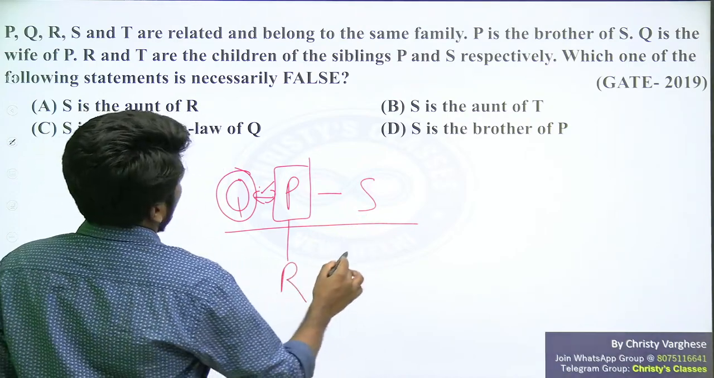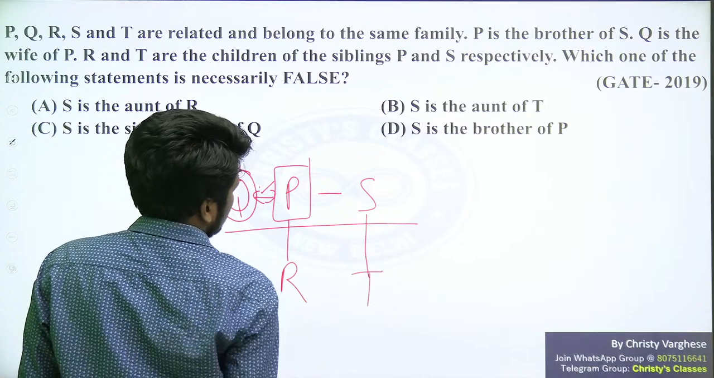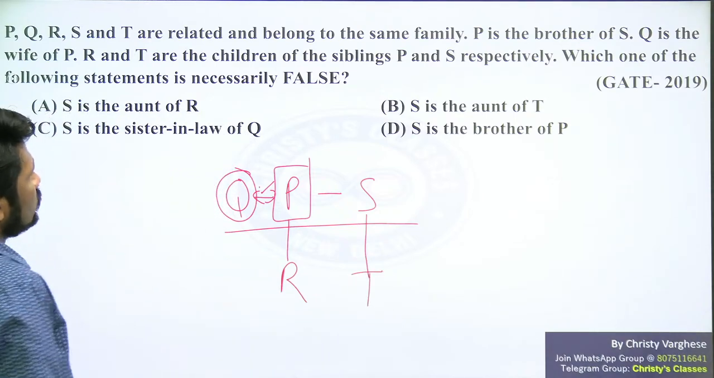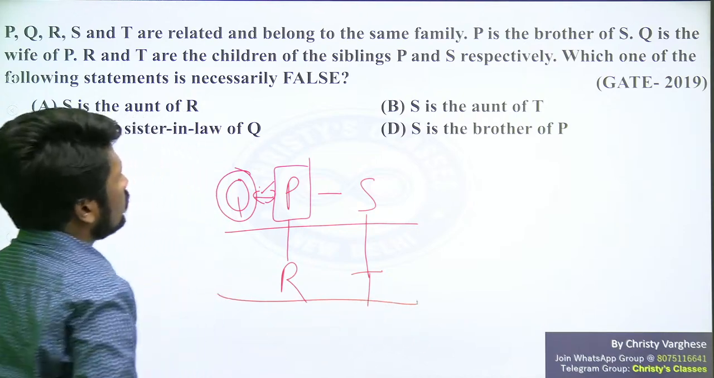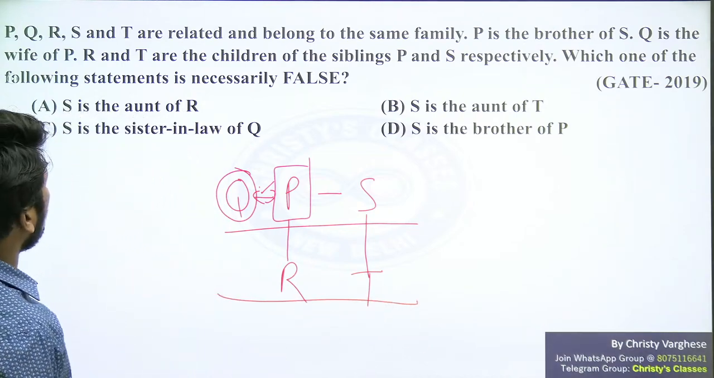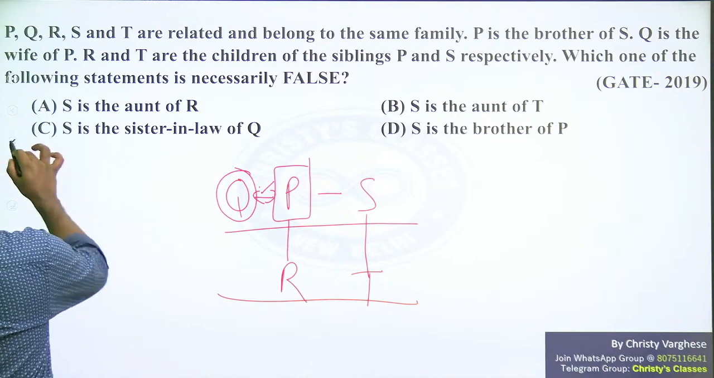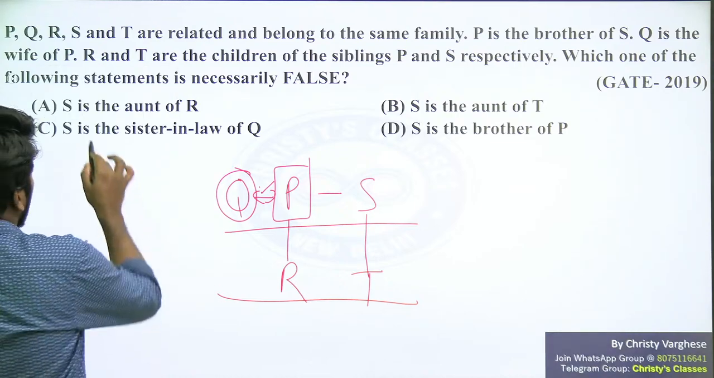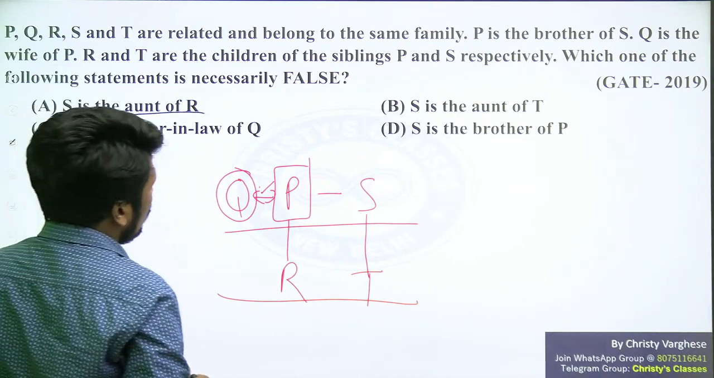Respectively is mentioned. And T is the child of S. We know that also they are in the below generation. Which one of the following statements is necessarily false? Okay, necessarily false means always false. S is the aunt of R.